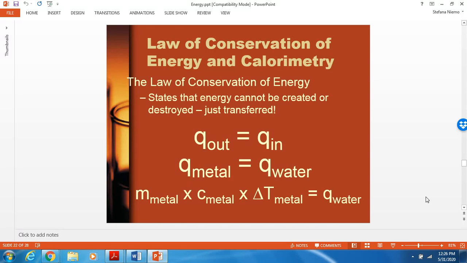What that means is that all of the energy that exists in the universe today has always existed in the universe. It just transfers between different objects. In terms of chemistry, we often think about energy as the energy of movement or heat energy. In the case of calorimetry, we're going to be focusing on heat energy, how the heat energy of one substance can transfer to another. And so we use the symbol Q to represent energy. So the law of conservation of energy really just means that Q out has to be equal to Q in.